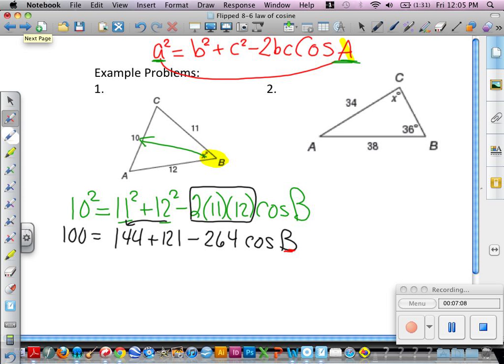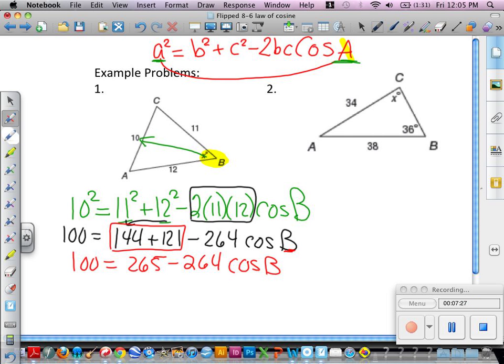Okay, now this is like an algebra equation, people. Our goal is to isolate the B, so now we need to take care of our algebra. We need to add those two together. So 100 equals 265 minus 264 cosine B. Now usually at this point, somebody is saying, hey, put these two together, people.